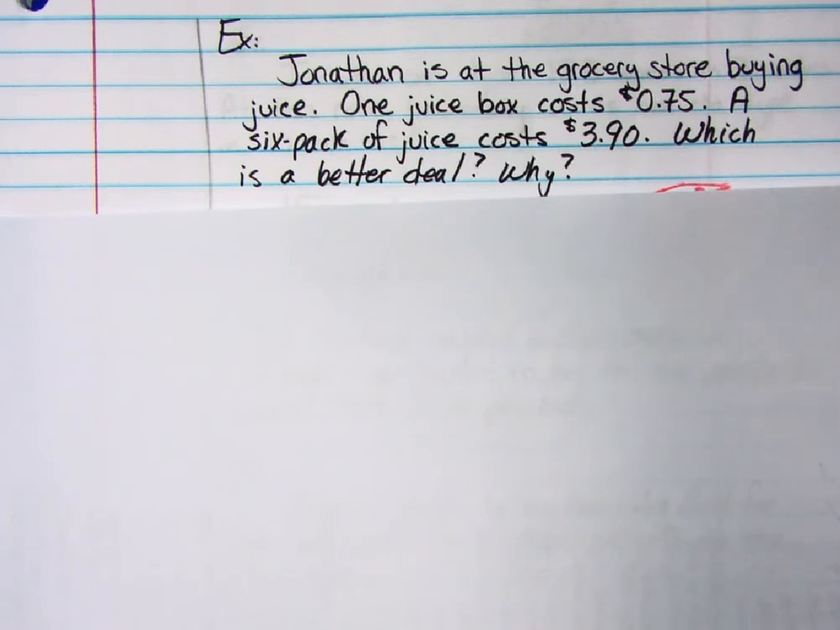So Jonathan, his mom said, hey, go to the grocery store, buy some juice boxes for yourself for lunch. So he's at the grocery store buying the juice box. He noticed that one juice box costs 75 cents, and a 6-pack of juices costs $3.90. Which is a better deal, and why?